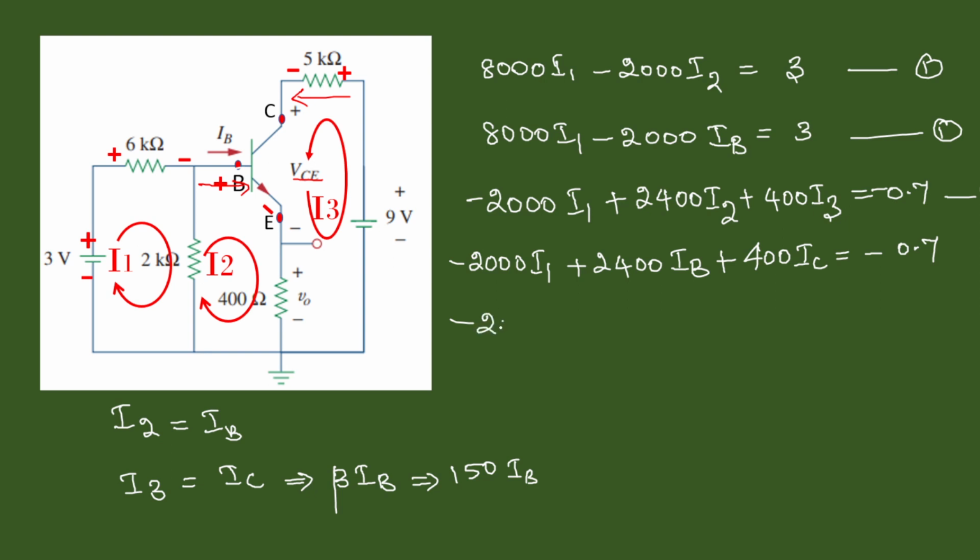So now I am going to modify this like minus 2000 I1 plus 2400 IB plus 400 multiplied by beta times IB. So it is 150 times IB. That is equal to minus 0.7. This is our second equation.